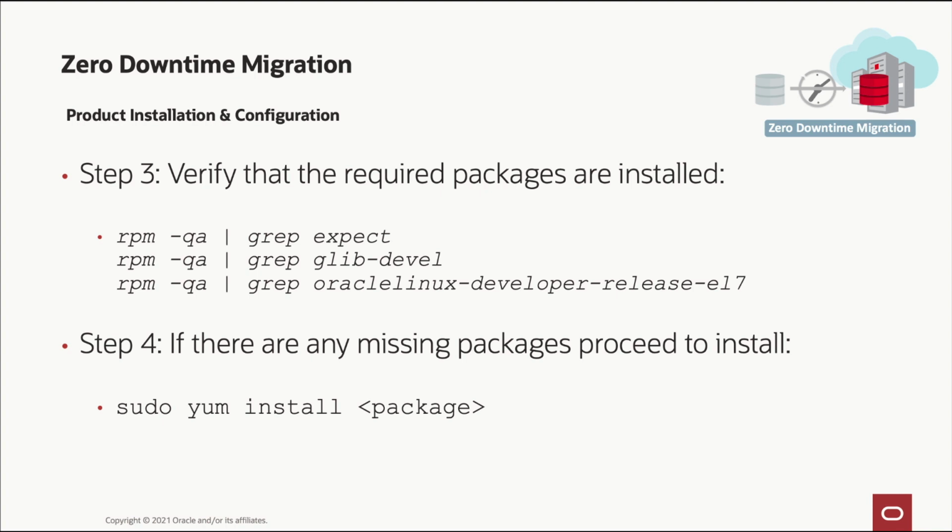Now, as mentioned before, there are certain operating system packages that are required, and you can check whether they're installed or not by running the following commands. And if they're not, or there's one missing, then you can do a sudo yum install with the specific package name. And then once they're present, and all of them are part of your operating system for the ZDM service node, then you can move on with your installation.